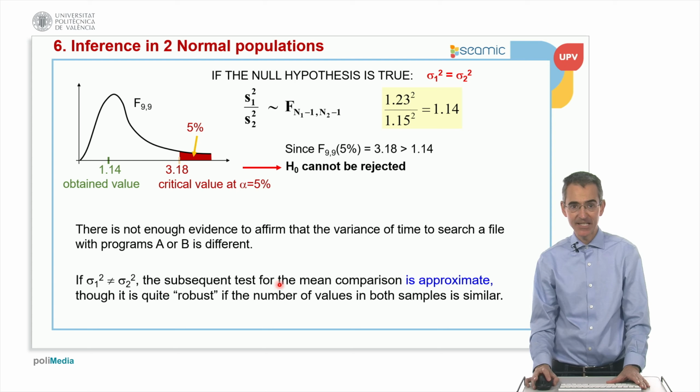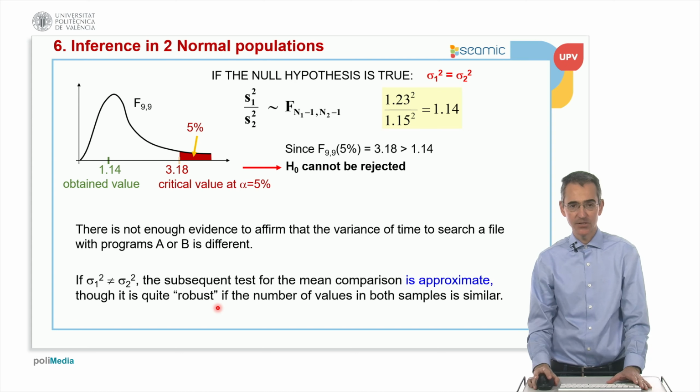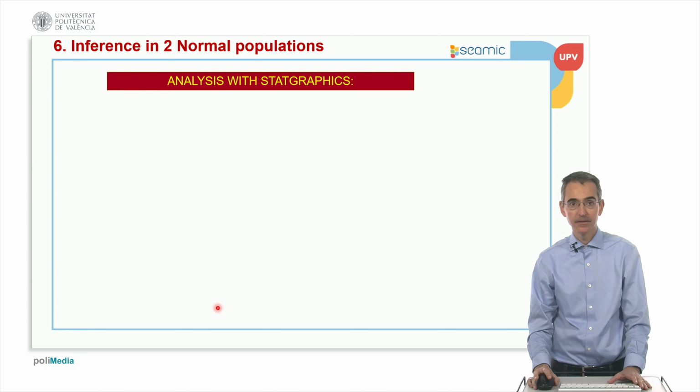Well, the subsequent test for the comparison of means would be just approximate, but anyway, it is quite robust, because although this is not mathematically exact, more or less we can rely on the results that we obtain. So this is why usually we first compare the variances and next we make the comparison of the means.